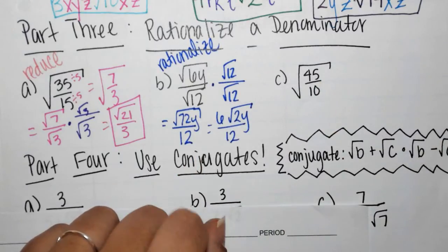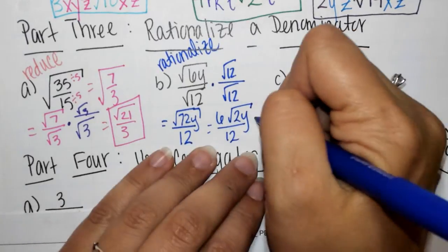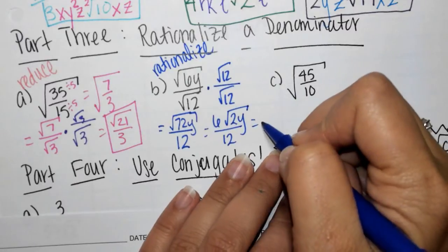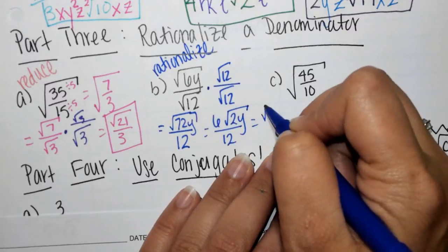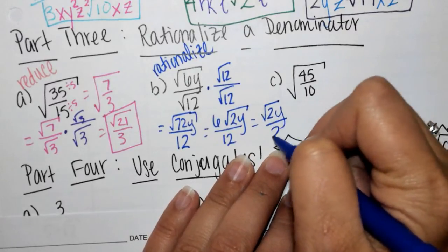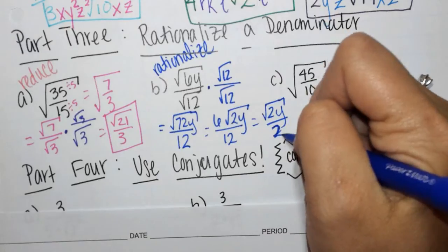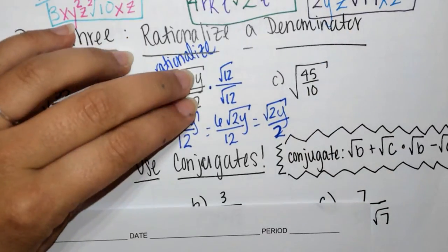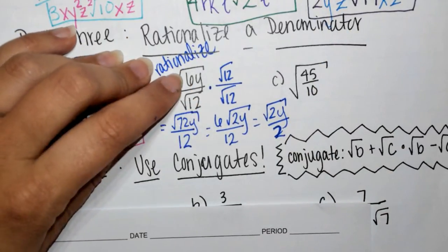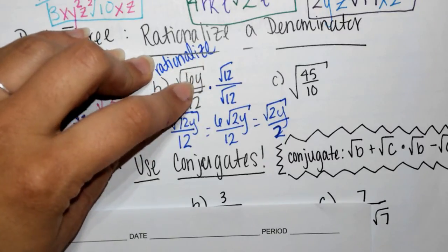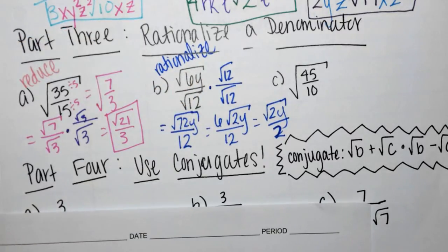Now can we reduce this? Yes. And what is 6/12 reduced to? 1 half. So 2y divided by 2. Now, isn't it easier to reduce first than rationalize? Yes. Because you did all that. If you reduce first, you would have 1/2 here. It would just be the square root of y.